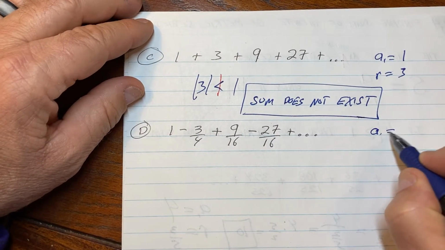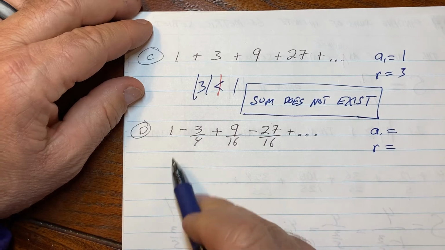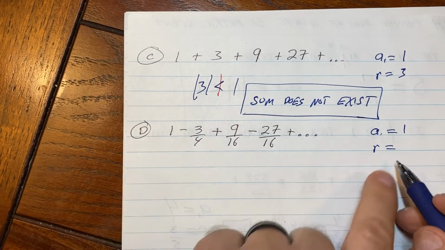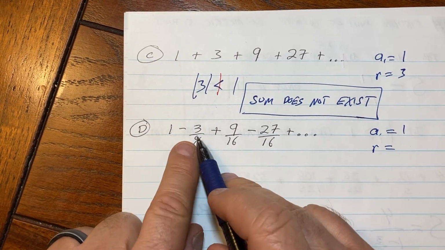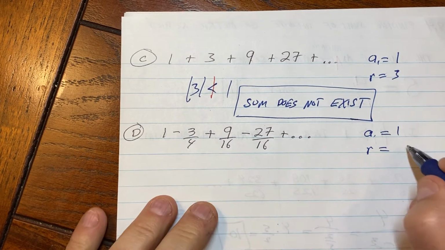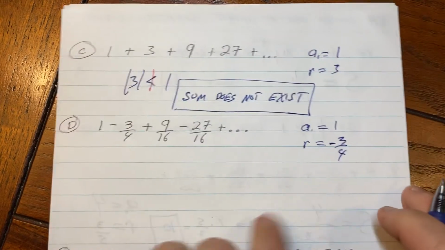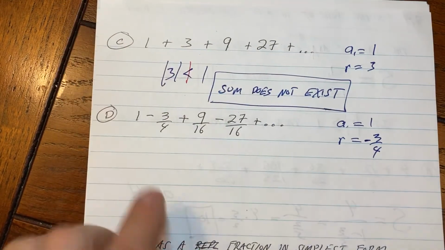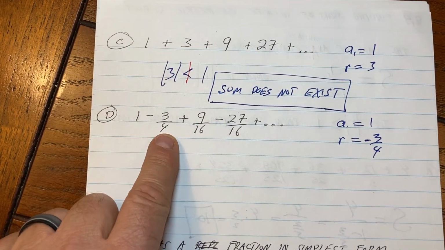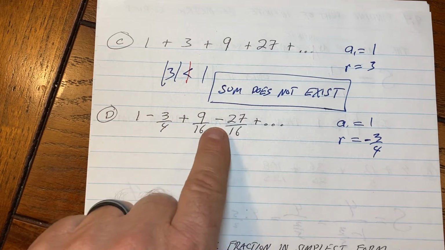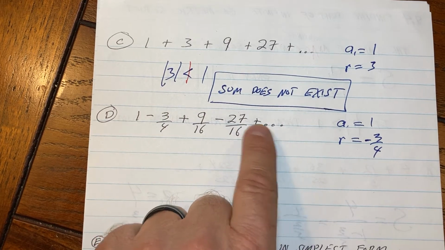By the first term and R. The value of the first term is 1. R: times 3/4, times 3/4. That's 3/4. But it's alternating. Ooh, it's a negative 3/4. R is a negative 3/4. So 1 times a negative. So it's getting negative, positive, negative, positive. And we have the 3 dots. It means it's infinite.